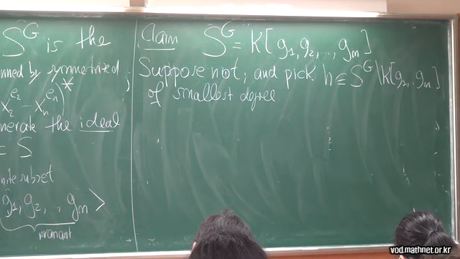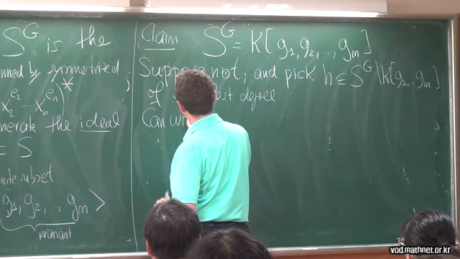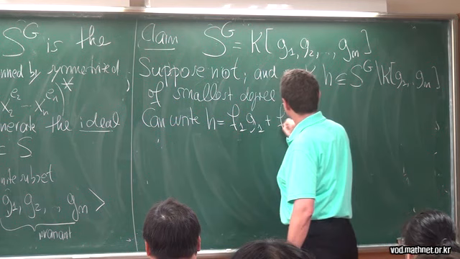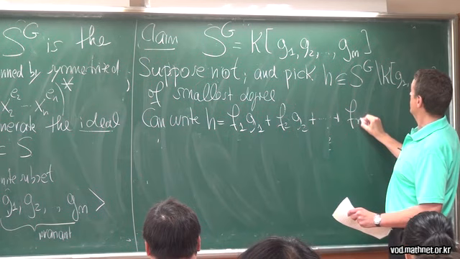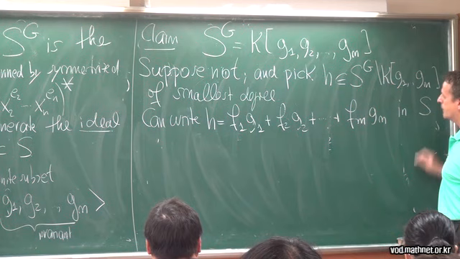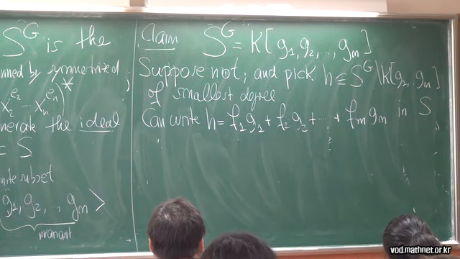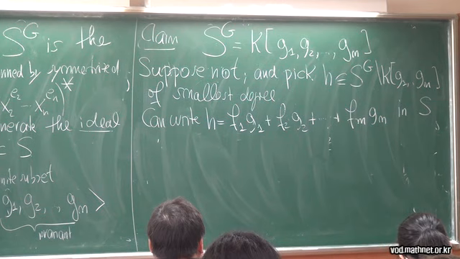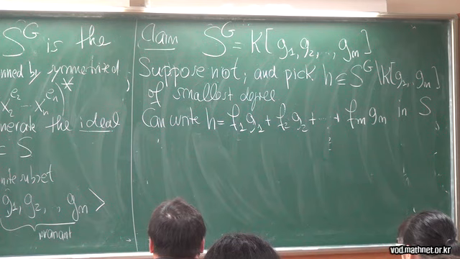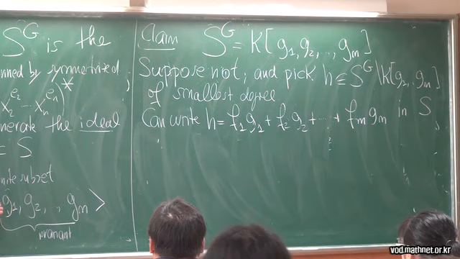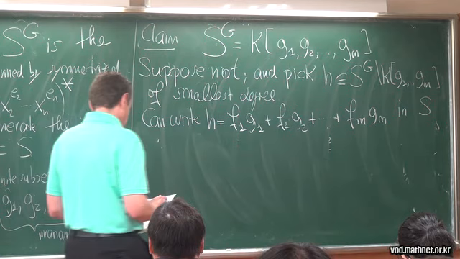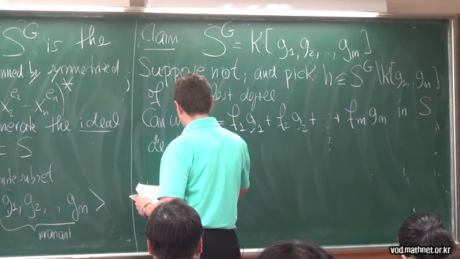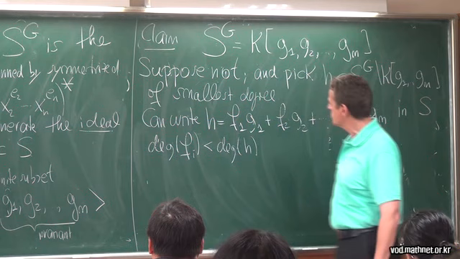Well, we can write H as F1 G1 plus F2 G2 plus FM GM in S. Now we can find non-invariant polynomials, F1, F2, up to FM, that express H as a linear combination of the G's, and that's because H is in here, right? H, whatever it is, is a homogeneous invariant of positive degree, so it's in this ideal, so it's an S-linear combination of these guys. Furthermore, we can arrange it so that each Fi has degree strictly less than H. Well, it's a homogeneous representation.